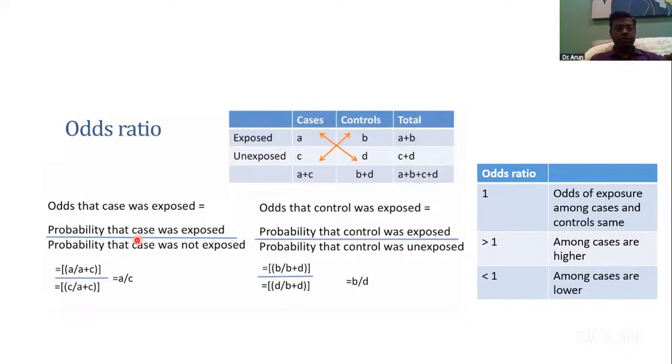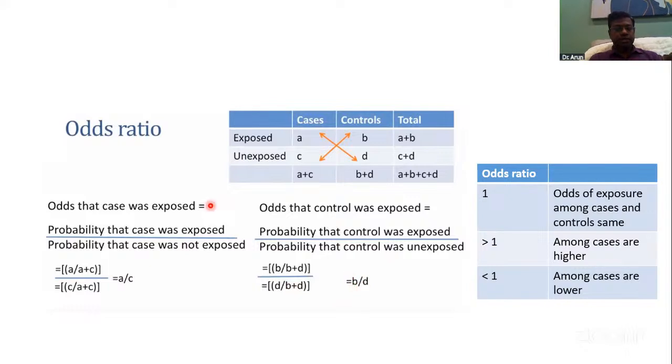That is equal to the probability that the case was exposed over the probability that the case was not exposed. That is equal to A by A plus C divided by C by A plus C. A plus C means total number of cases. So finally you will get A by C. On the other hand, the odds that the control was exposed: probability that the control was exposed divided by probability that the control was unexposed. That is B by B plus D divided by D by B plus D. Finally, you will get B by D.